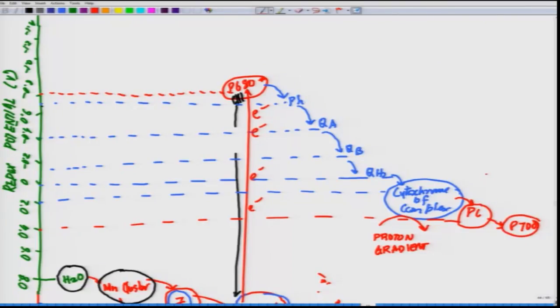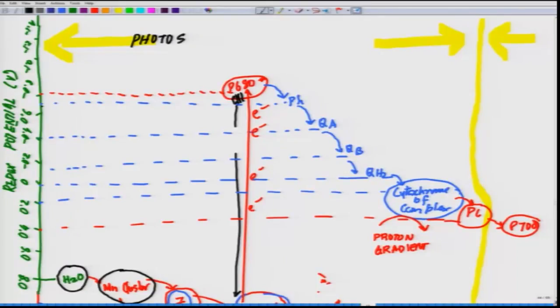This is where we are drawing the line between photosystem 1 and photosystem 2. So here you have photosystem 2, and here you have photosystem 1. Now the electron has reached P700.